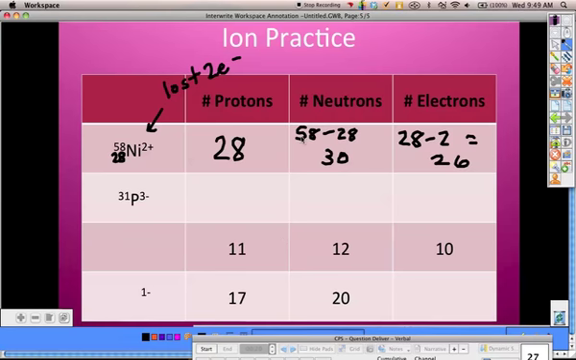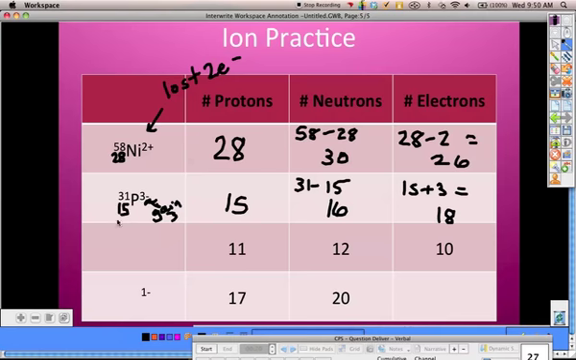Okay. My next one, I have phosphorus. What's the atomic number of phosphorus? 15. So I have 15 protons. I have 31 minus 15 neutrons. How many is that? Excellent. 16. And my electrons are not the same because we have an ion now. Have we lost or gained? Gained. Yeah, we gained 3. So I take 15 plus 3. What do I get? 18. Excellent. What number do I put on the bottom here? 15.